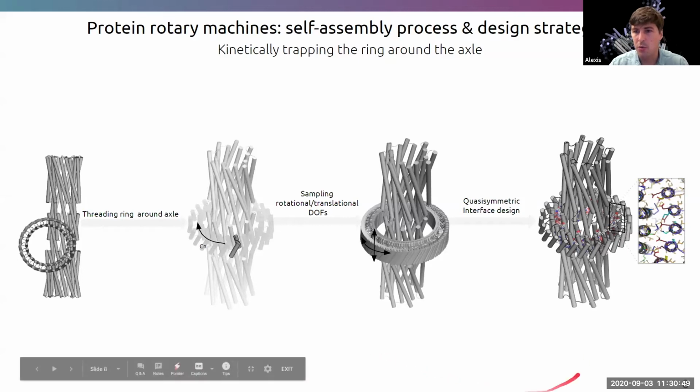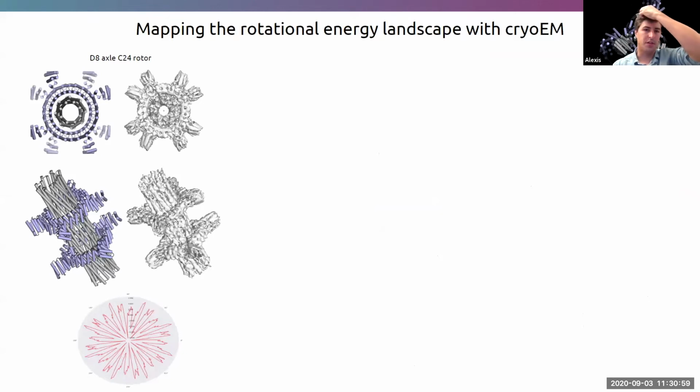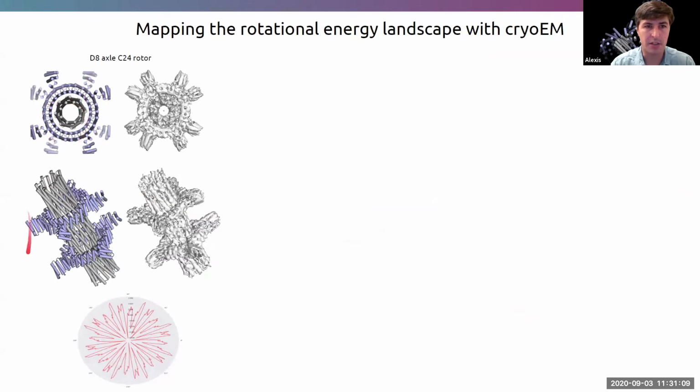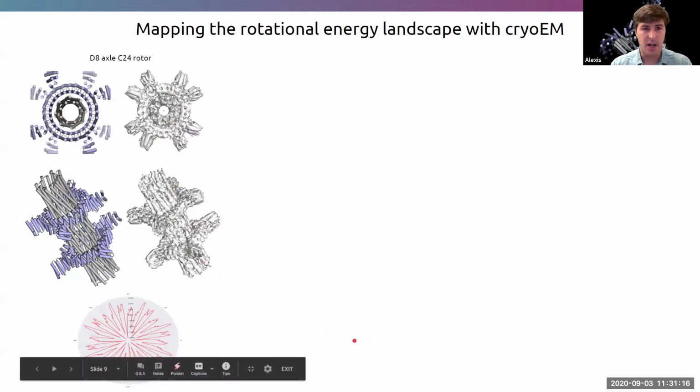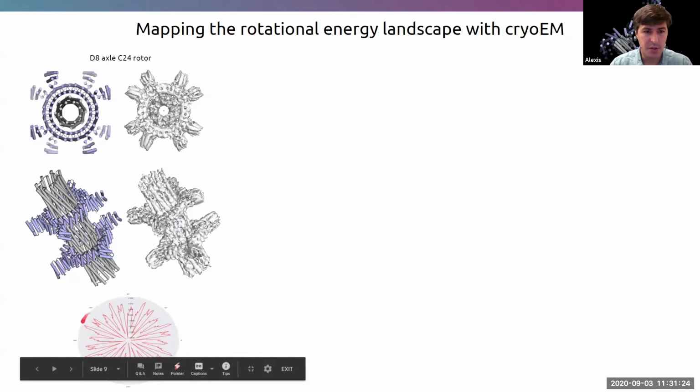Okay, so what we end up with is a collection of these rotors in the computer, and then I went ahead and synthesized them. Here I'm going to show you a few of these complexes. Here's an example of a D8 axle in gray with two C4 rings that bind around it. Here you have the model in the computer, and here is a cryo-EM structure of this complex. You can see that we're very happy with that because the structure matches the model very well.